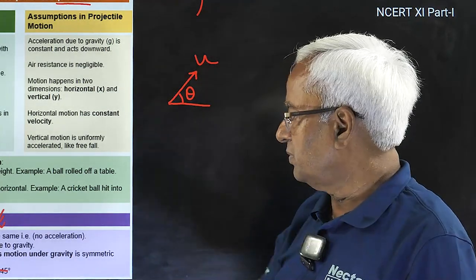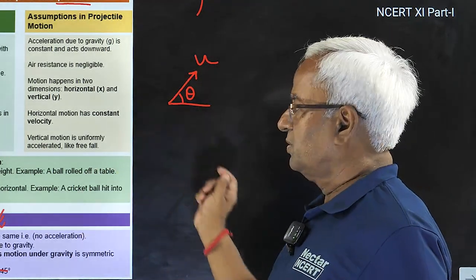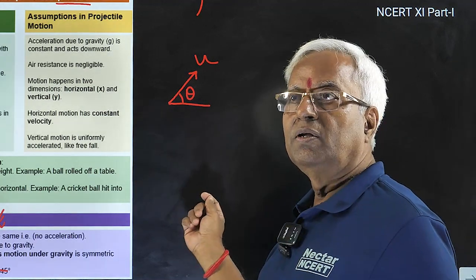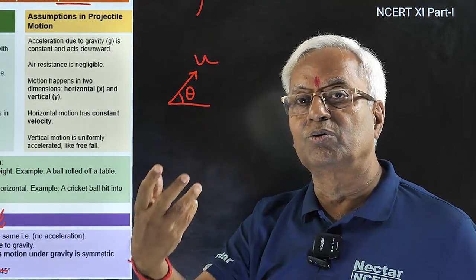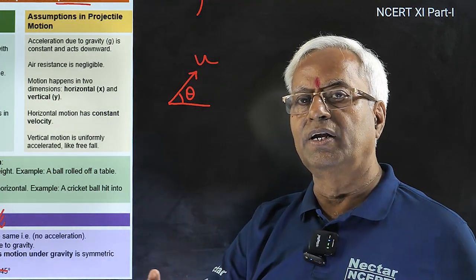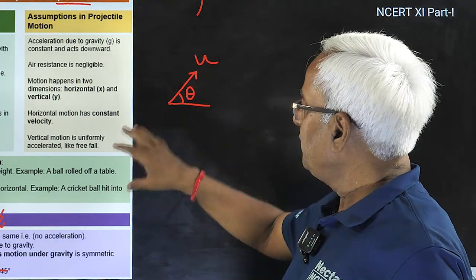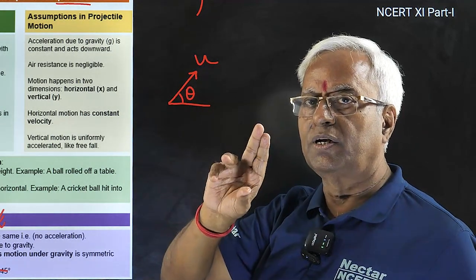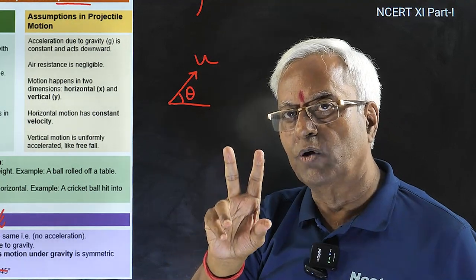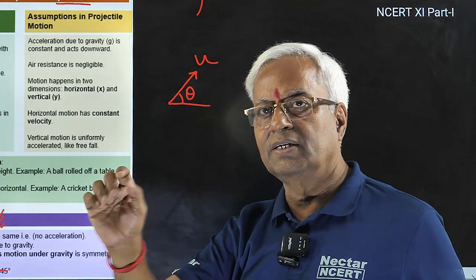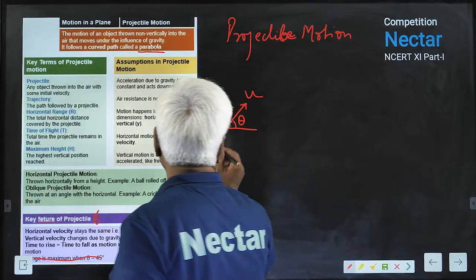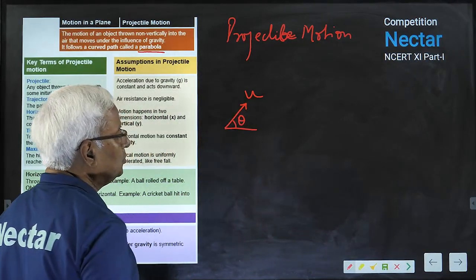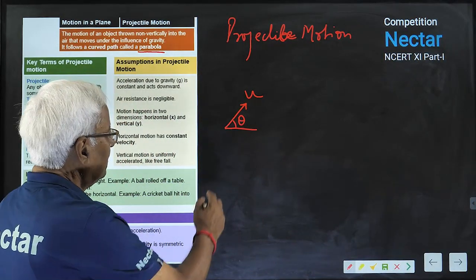Suppose I am throwing along this, it is 2D motion. But if I throw this way, then the z-axis is also involved. It becomes motion in space. Here we are considering only motion in a plane. That means only two axes, horizontal and vertical. Depending on this, we are choosing the term 2D motion.